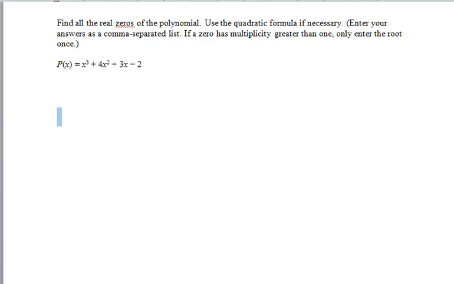Here we're going to find all the real zeros of a polynomial. The polynomial that we're given is x cubed plus 4x squared plus 3x minus 2. Since its leading coefficient is 1, the rational zeros theorem would tell us that the rational candidates are plus or minus 1 and plus or minus 2.